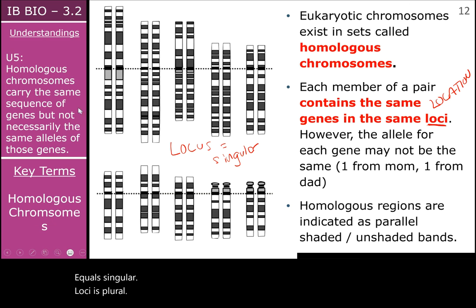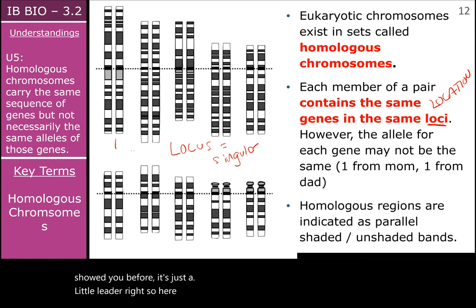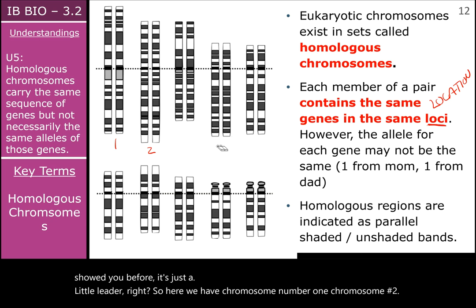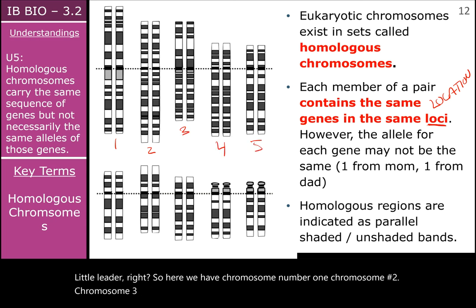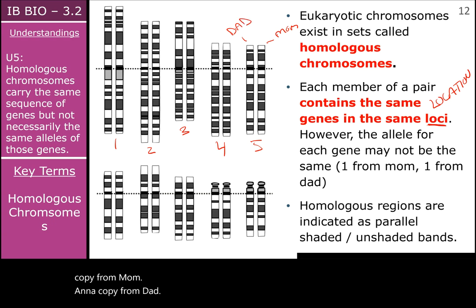So here we have sets of homologous chromosomes. This is just like the image I showed you before. It's just a little neater, right? So here we have chromosome number 1, chromosome number 2, chromosome number 3, 4, 5, right? And you have one copy from each parent. So a copy from mom and a copy from dad.